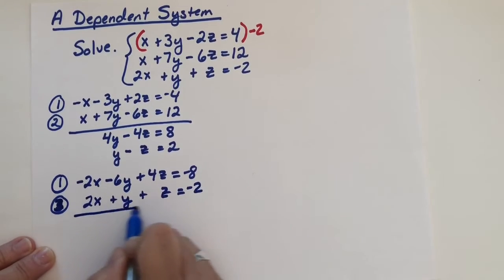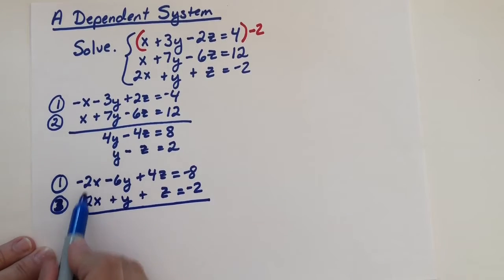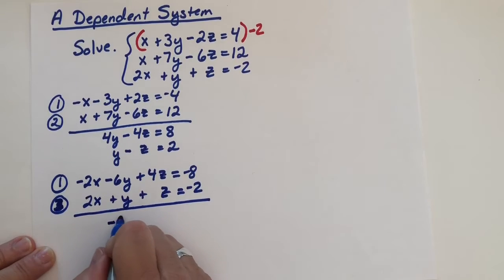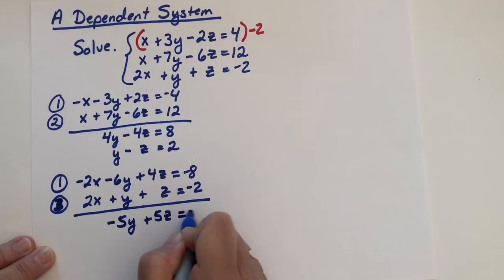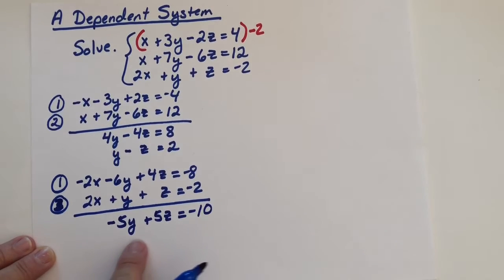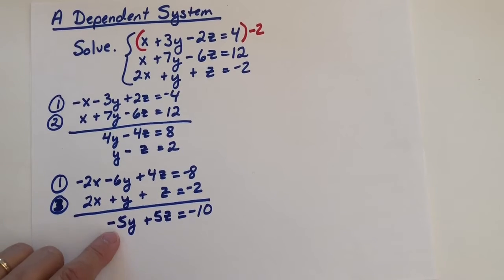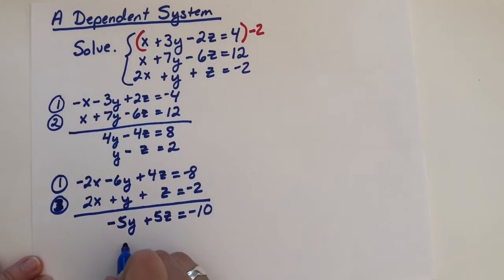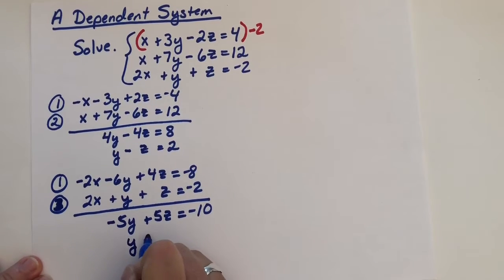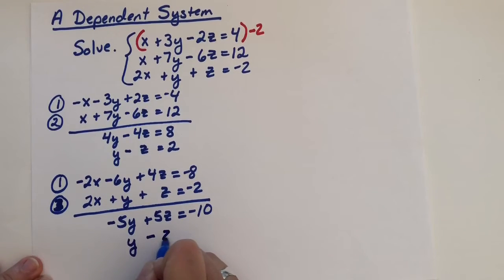And when we add these two equations together, again, the x's are eliminated, and we have -5y plus 5z equals -10. And again, I have an equation with a common factor of 5, and I don't particularly like a leading coefficient that's negative, so when I'm working with an equation like this, I often divide by -5. So my equation would become y minus z equals 2.